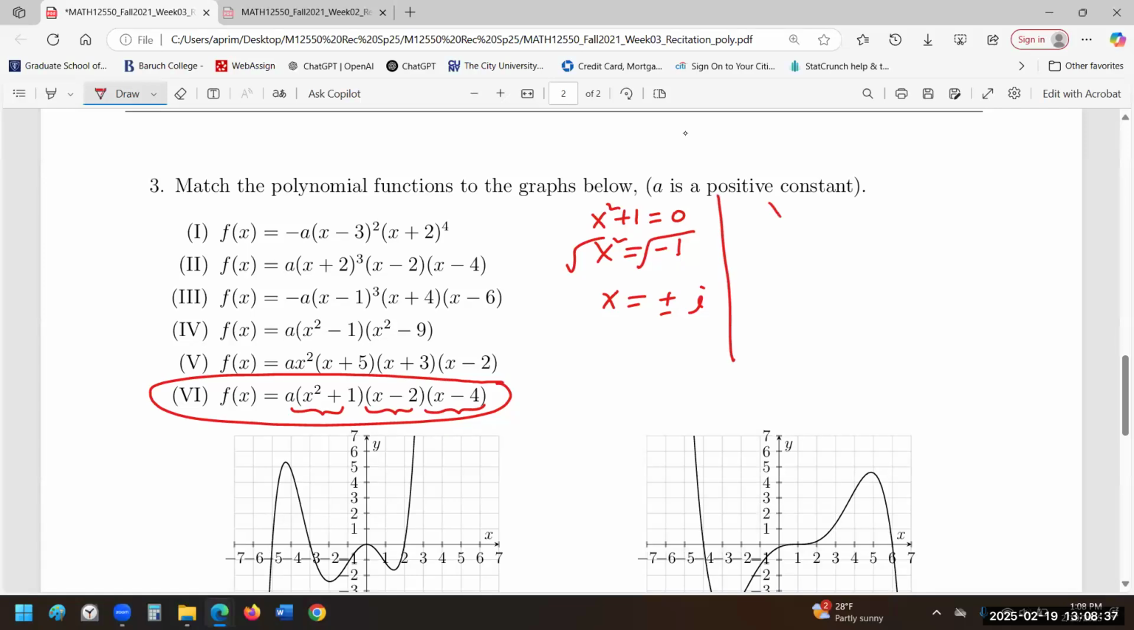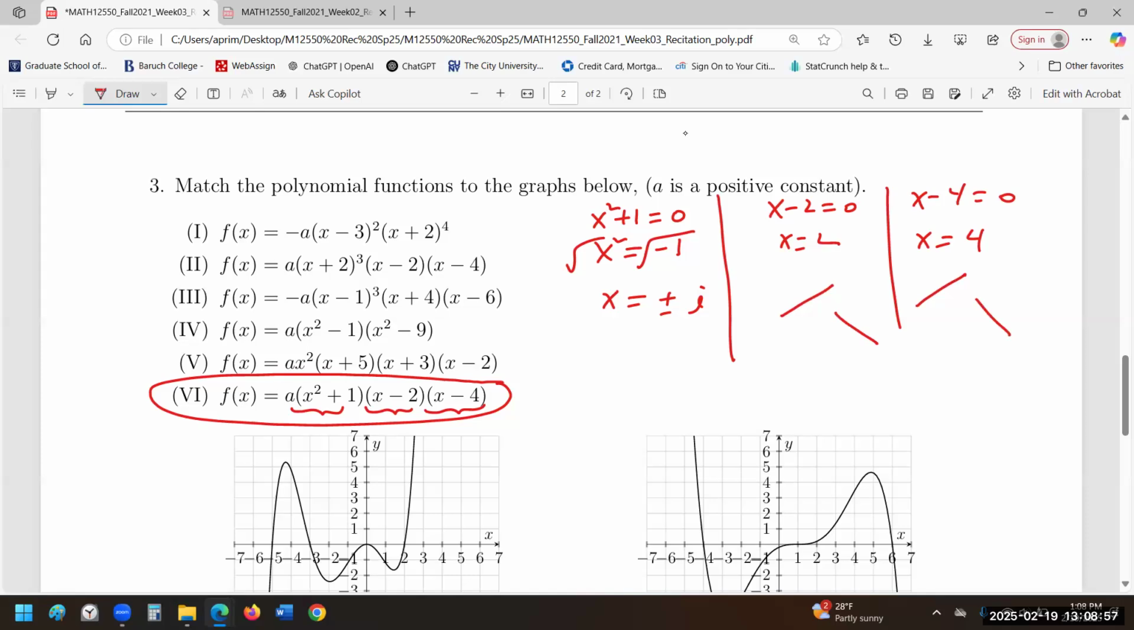And then the next one is x minus 2 equals 0. That gives us x is 2. The last one is x minus 4 equals 0. That gives us x equals 4. And all of them have degree 1. So they all are crossing the x-axis either this way or that way.